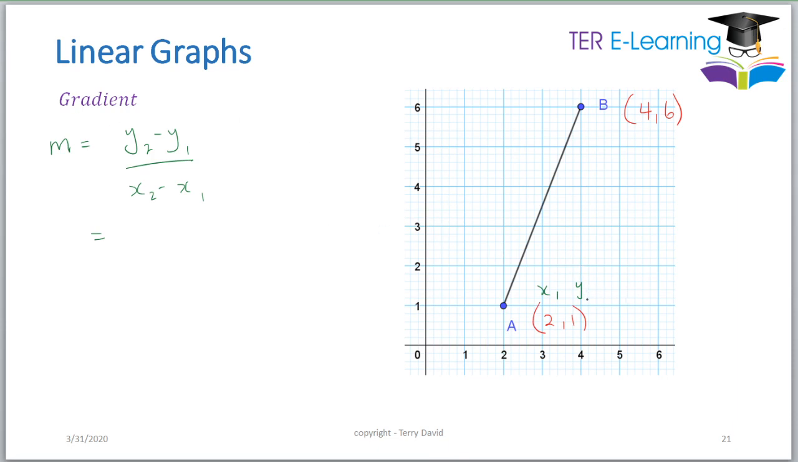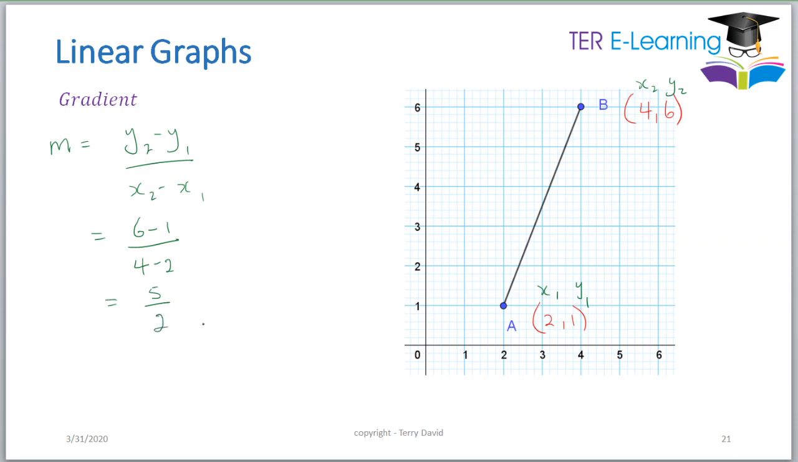So this is x1, y1, and this here is x2, y2. Therefore, once I've identified what x1, y1 and x2, y2 are, all I need to do is substitute them into the formula. So it'll be 6 minus 1 over 4 minus 2, which is equal to 5 over 2.